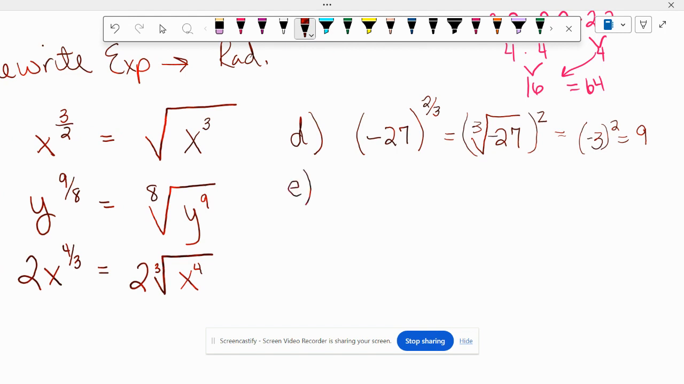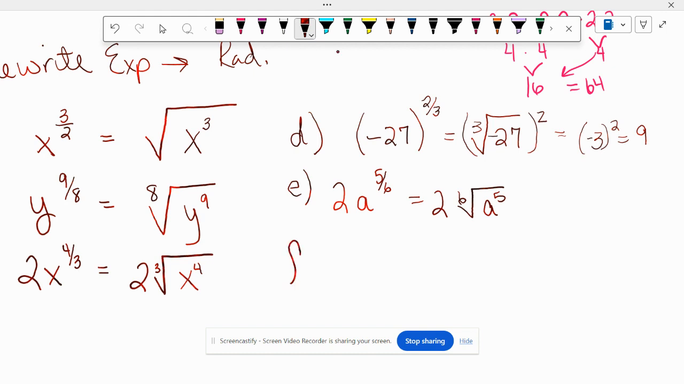Example E, 2 times a to the 5/6 power. Nothing's happening to the 2. I need the 6th root of a to the 5th. Colt, are your eyes open? Mm-hmm.